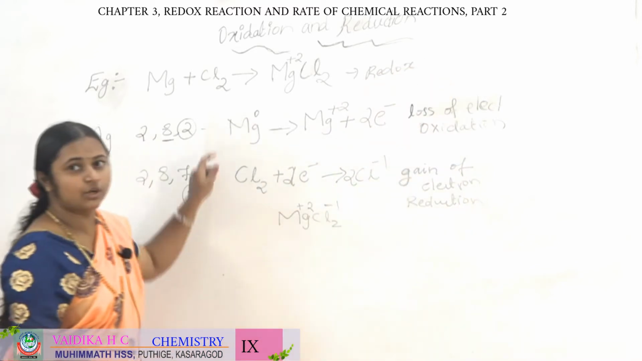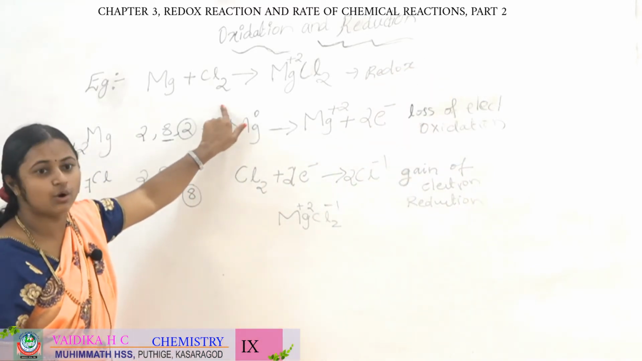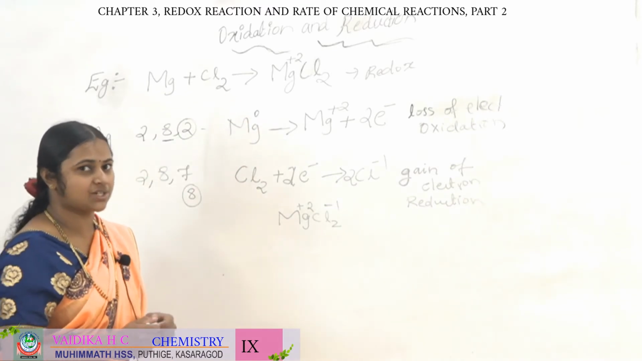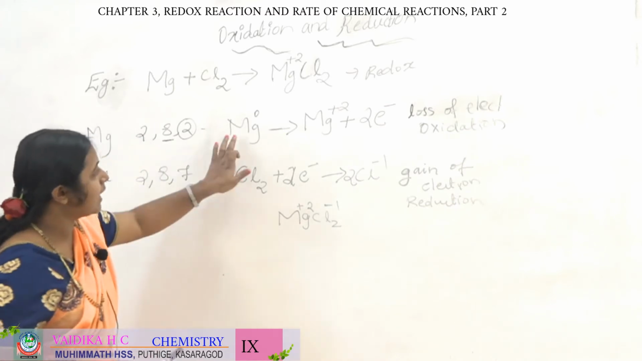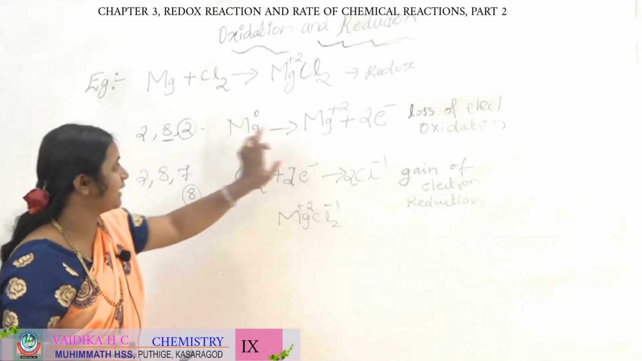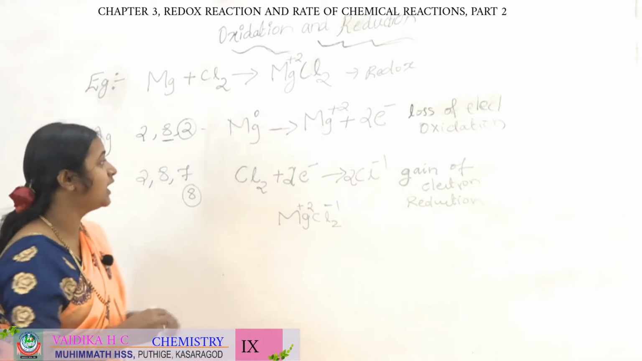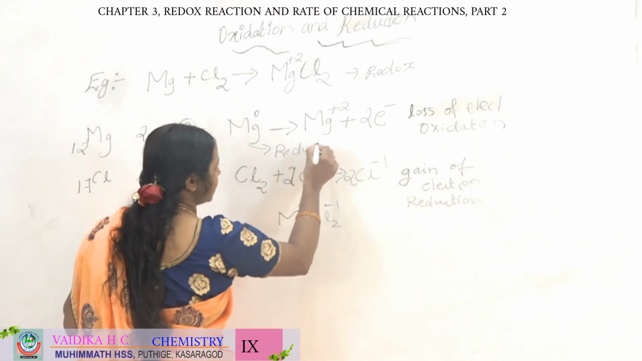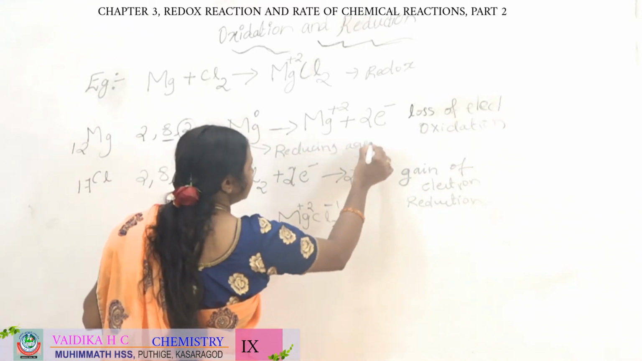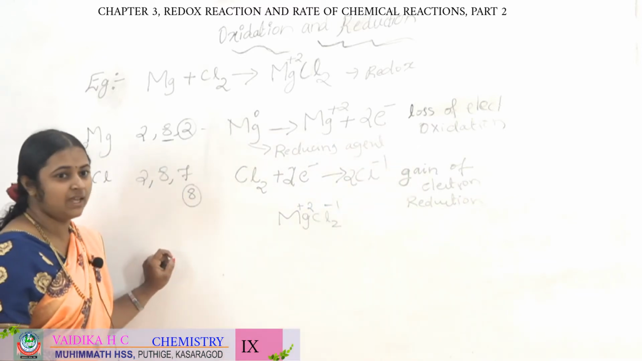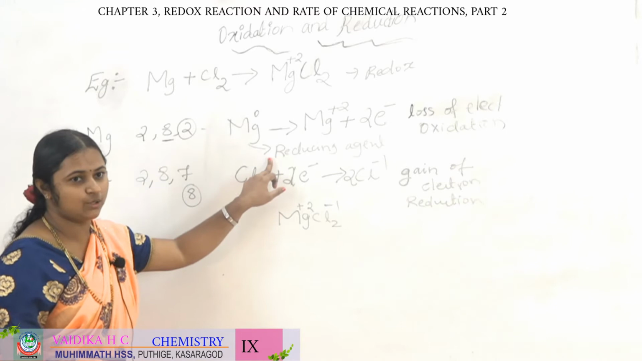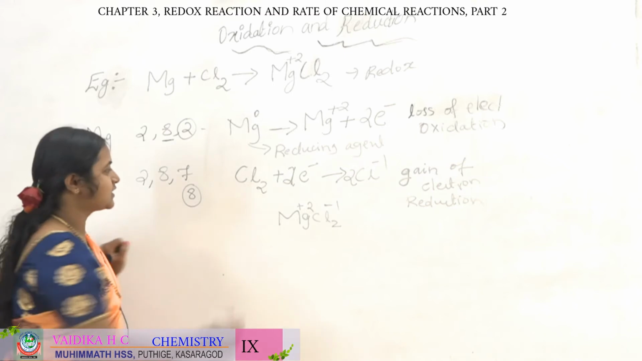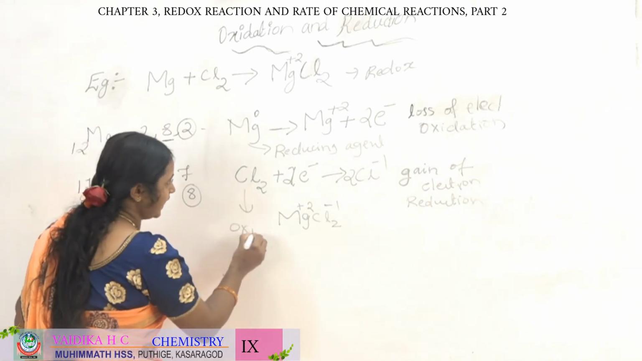If both oxidation and reduction occur in a single reaction, then it is called a redox reaction. Here magnesium lost, right? The magnesium atom loses the electron, and this magnesium atom in this reaction is called the reducing agent. The atom which loses the electron is called the reducing agent. The atom which gains the electron is called the oxidizing agent.